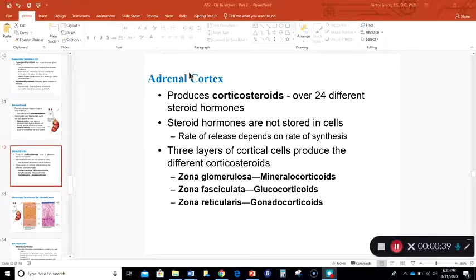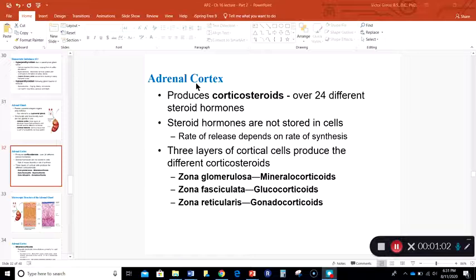The adrenal cortex produces corticosteroids, cortical for the cortex, steroids for the class of hormones that it secretes. There are 24 different types, but we'll be looking at different groups of corticosteroids. These hormones are not stored in the cells. They get released as they are produced.